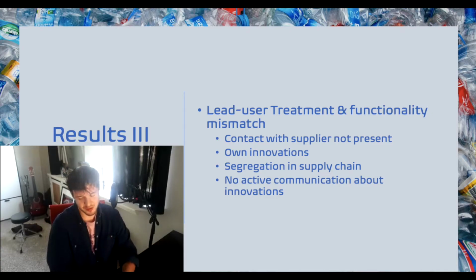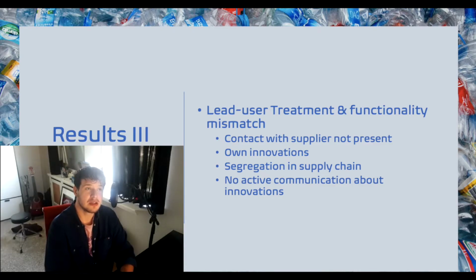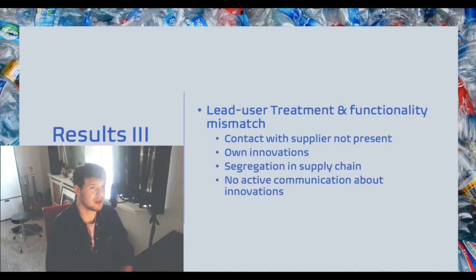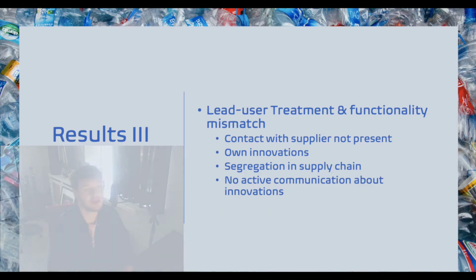And we saw from the bioplastic food packaging companies that this collaboration was not really happening, and that made the products that the suppliers gave them not really feasible for implementation. So there were products that were cool, they had cool functionalities, but they didn't match with what the food packaging companies really wanted, and we called this the functionality mismatch.